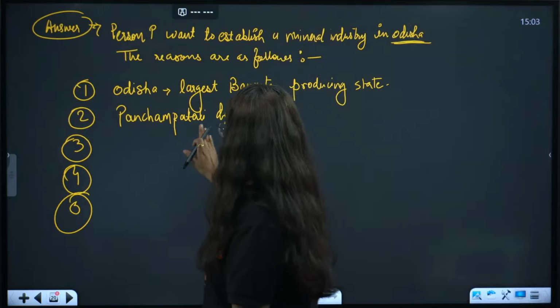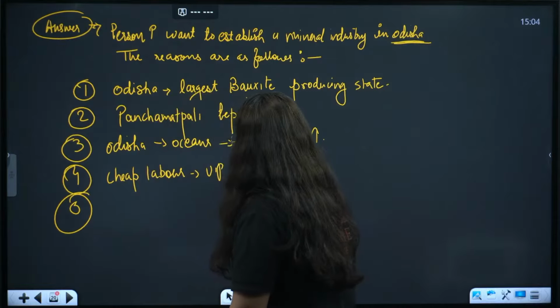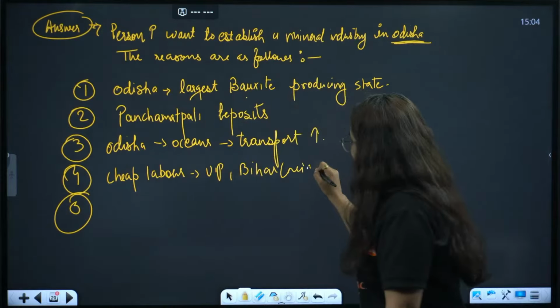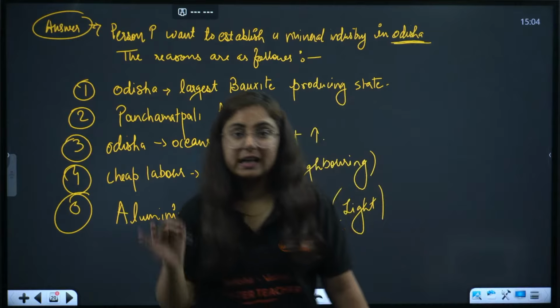One more thing is cheap labor. Like if I talk about Uttar Pradesh and Bihar, UP and Bihar are the neighboring states. They are near and the people can come and work here and provide cheap labor, okay? And bauxite is an ore for aluminium. Bauxite is an ore for aluminium, which is in great demand in the market. Because of what? Its light nature. Which type of nature? Light nature.